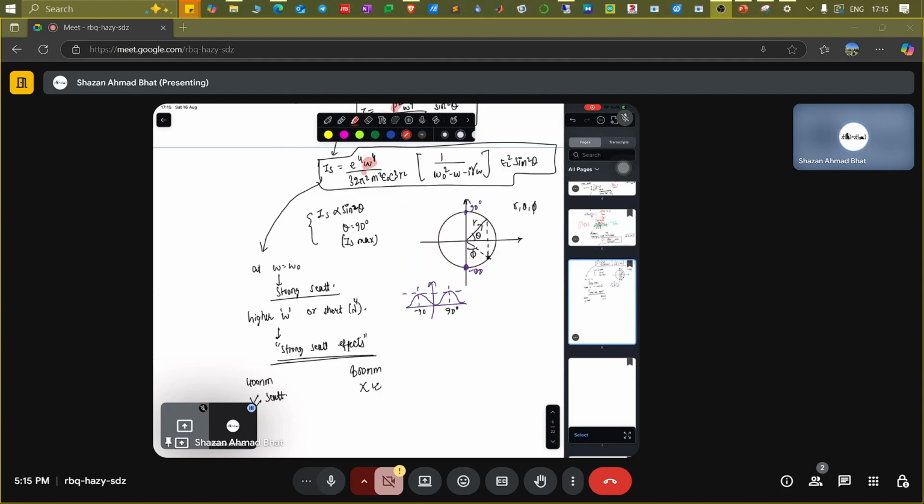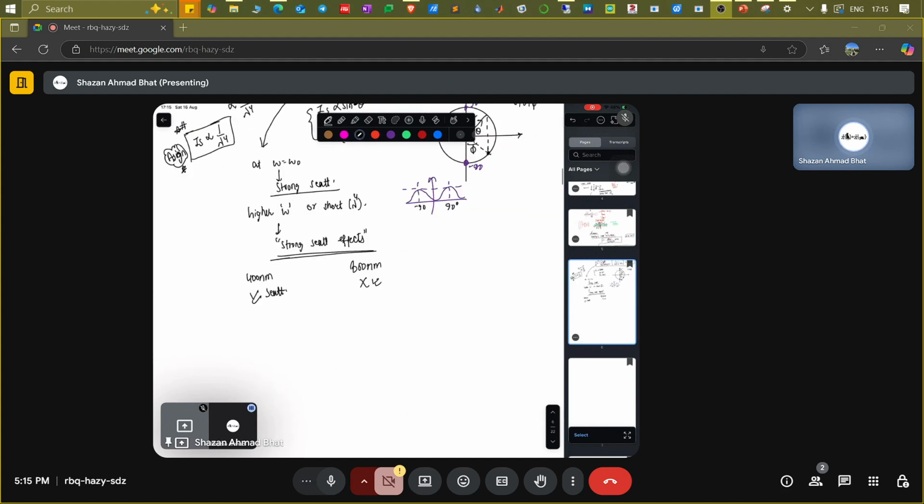Basically, there is an omega to the power 4, so intensity is directly proportional to omega to the power 4. That means it's directly proportional to c to the power 4 divided by lambda to the power 4. That means it is inversely proportional to lambda to the power 4. I guess this is one of the questions in your assignment also. So scattered intensity is inversely proportional to lambda to the power 4.